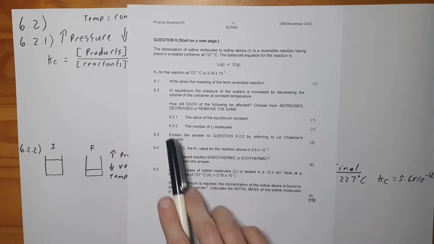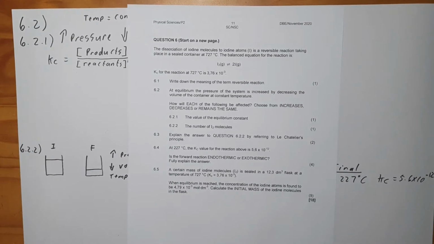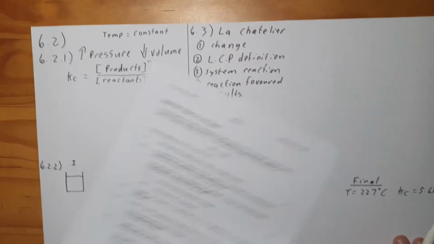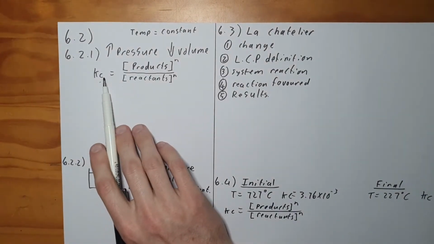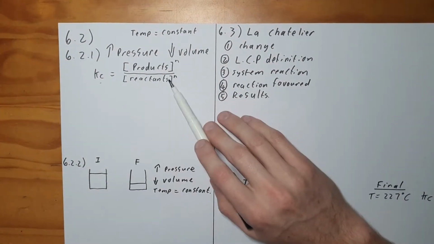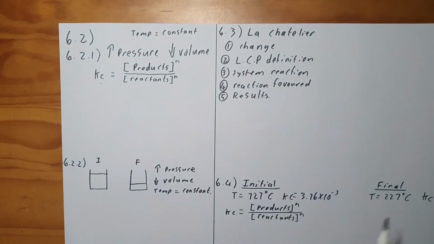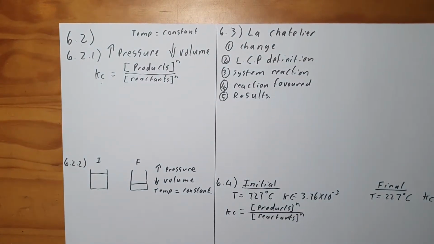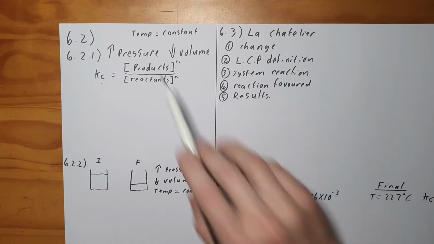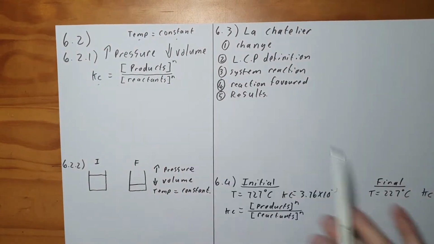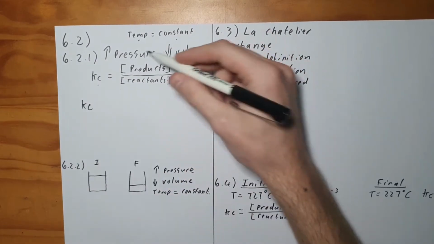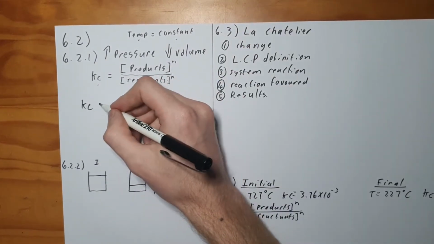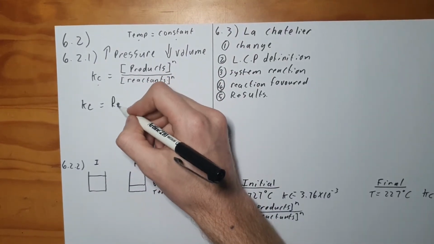So 6.2.1 says the value of the equilibrium constant. Now remember the equilibrium constant is K. That's your Kc value, which is your products over reactants. Now, the only thing that can affect the Kc value is temperature. But because they've told us that temperature is constant, we can see that the Kc value, regardless of the change in pressure and volume, will remain the same.